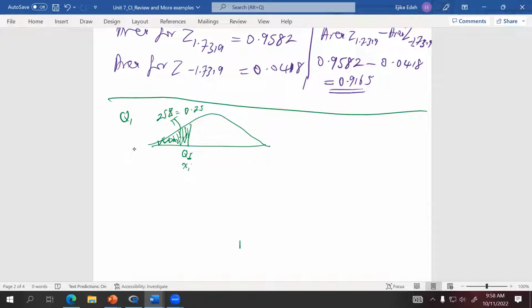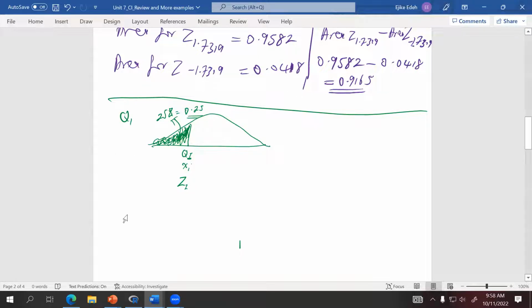We know we can't find the data point directly. We're going to get the Z value first. Let's call it Z2 to be consistent. If we find this value, then we can change it to the data point, and that will be the answer for that location, right? So let's quickly do that. We have the area of 0.25. So we go to the table to know what value of Z bounds this area of 0.25.